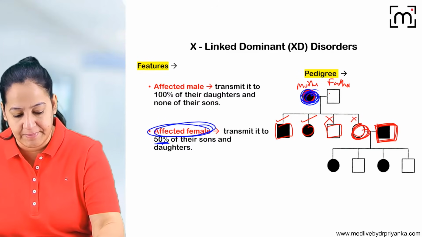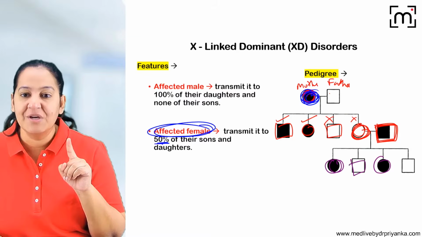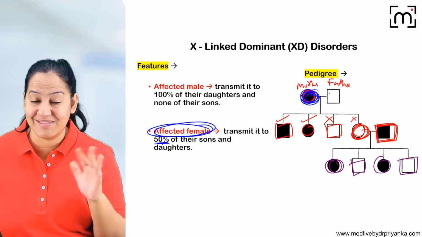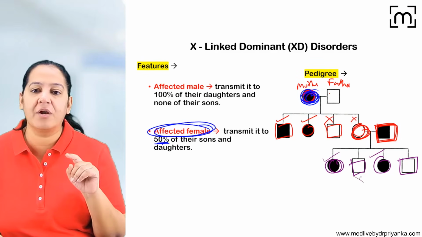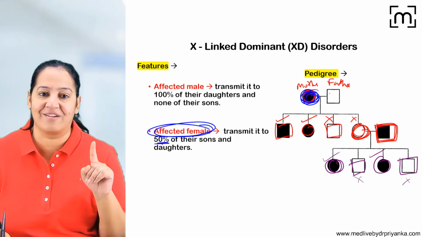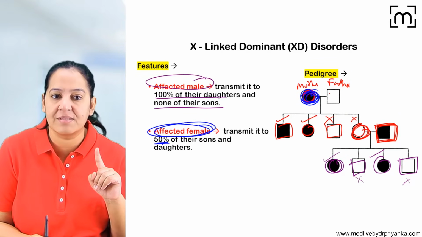Again, they have the 4 siblings. Let me show you the 4 siblings here. They have 2 daughters and they have 2 sons. So father is very partial. Father loves son. Father is giving disease to 100% daughters. Both the daughters are affected, but none of the sons is affected. Got it? So when the male is affected, the disease is transmitted to 100% daughters and none of the sons.